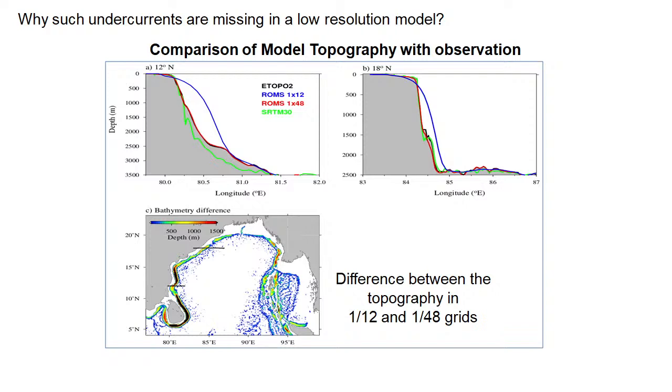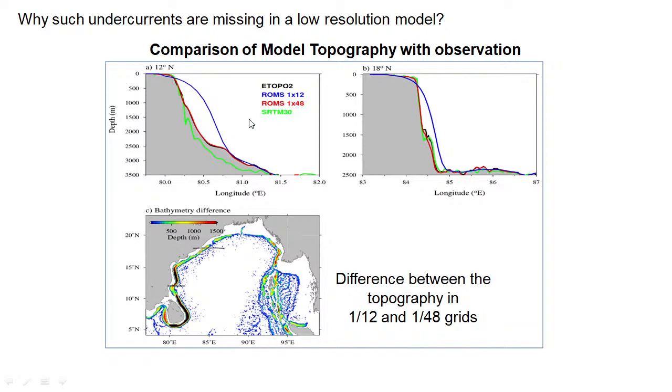We got it good in the high resolution model, but we did not get it right in the low resolution model. So the problem lies here. This is the bathymetry of the model, and you can see different curves. One is the E-topo, which we used for the model, whether it is low resolution or high resolution. We used E-topo to give the topography of the model. And then we have two model setups, 1/12 and 1/48. When the E-topo data goes to the model, it interpolates into its grid. So 1/12 has interpolated into that grid, and 1/48 has interpolated into that grid.